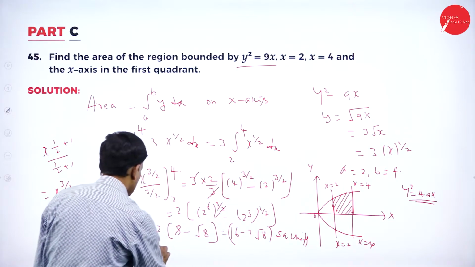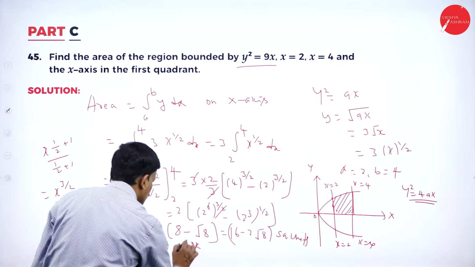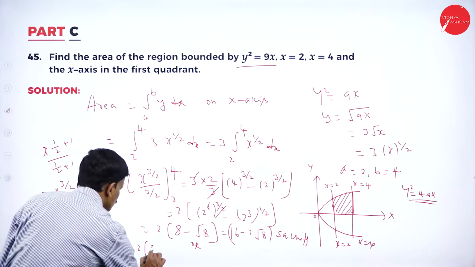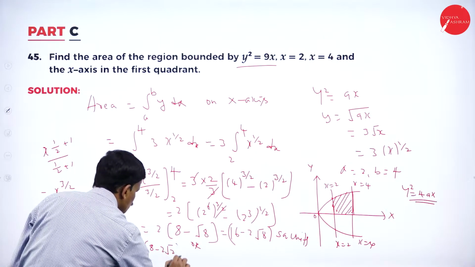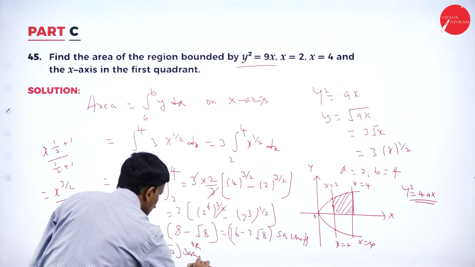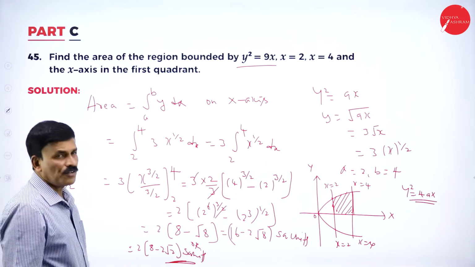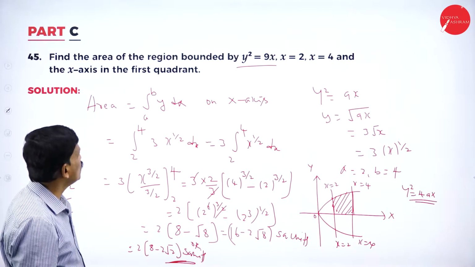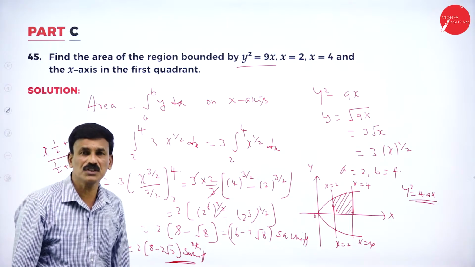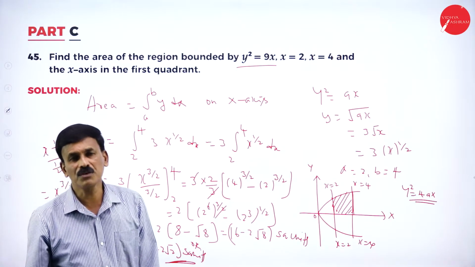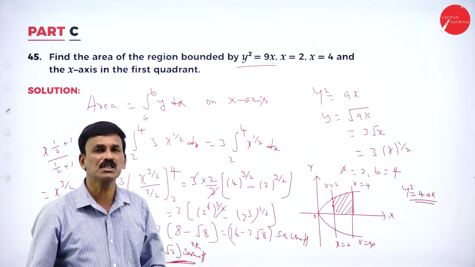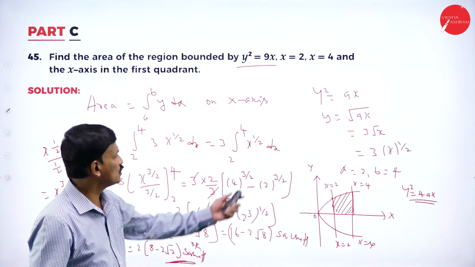Or if you want, you can write like this also, 2 into 8 minus 2 root 2 square units. Any answer you can write. This is also correct, that's also correct. Just see here, the area of the curve. What is the curve given? Y square is equal to 9x is nothing but the equation of a parabola of the form y square is equal to 4x, means equation of a parabola opening right side. So this is the curve.